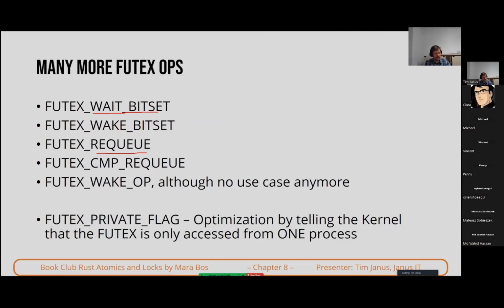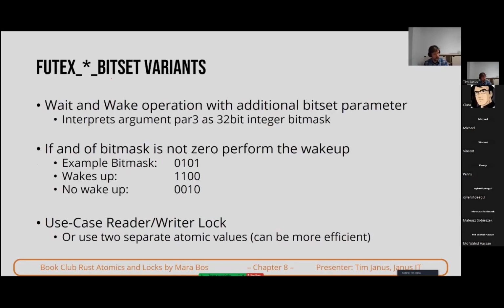And these futex operations also have a flag. You can give in a flag, which is called the futex private flag. If this is used, you're telling the kernel that you guarantee that this atomic variable is only accessed from one process. And that's probably true in a lot of cases. So that is a good way to help the kernel optimize and be faster, given this information. Okay, but now let's look at the bit set variants.